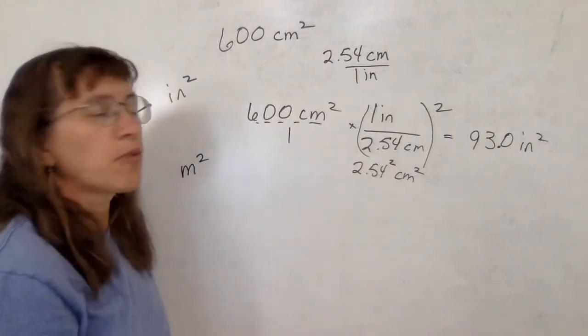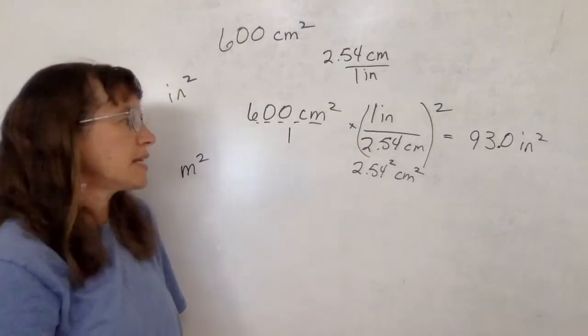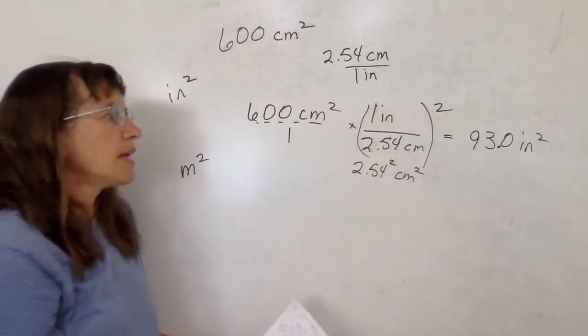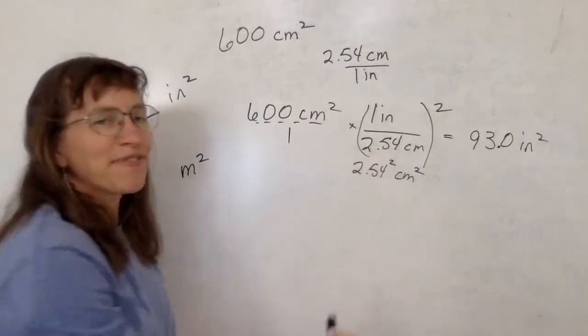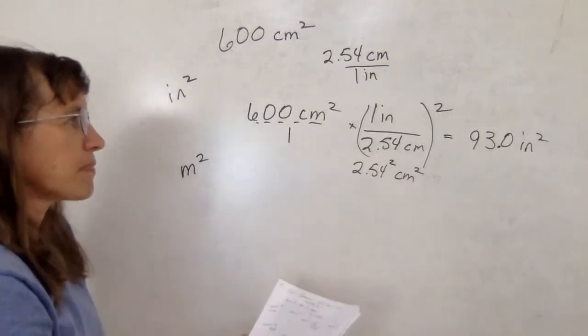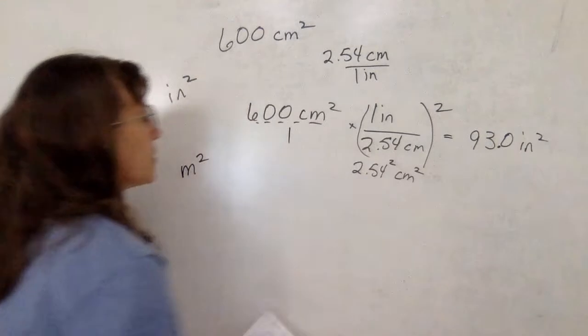Actually, 2.54 centimeters is defined to be 1 inch. So this is not just 3 sig figs. It is exactly 1 inch. It's a definition, just by the way. Here's how you do a unit conversion.